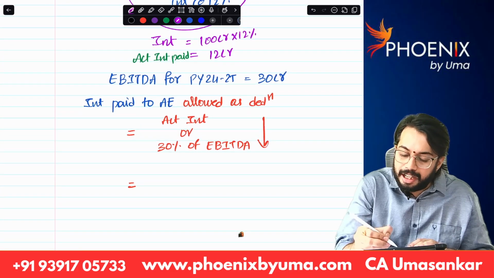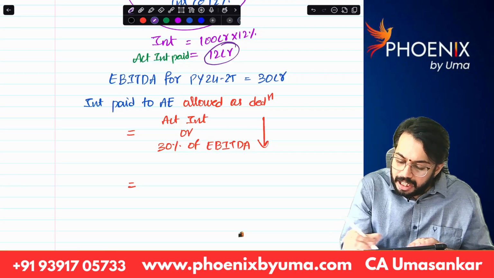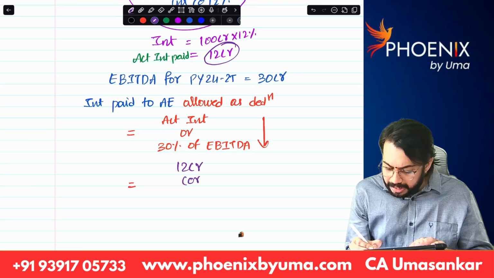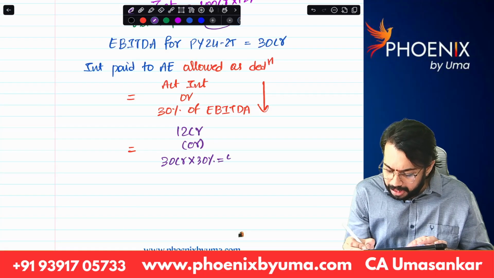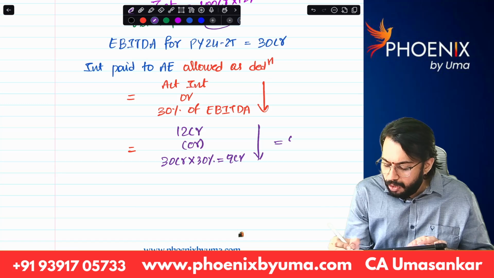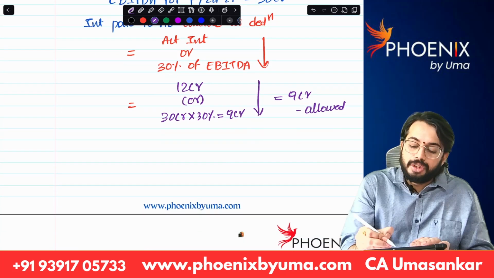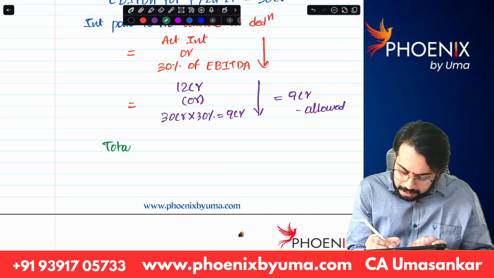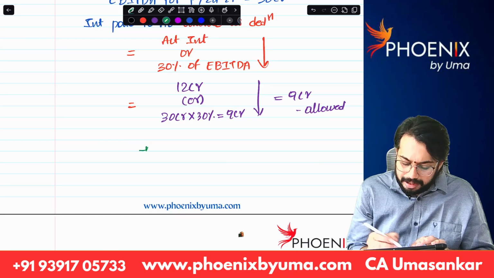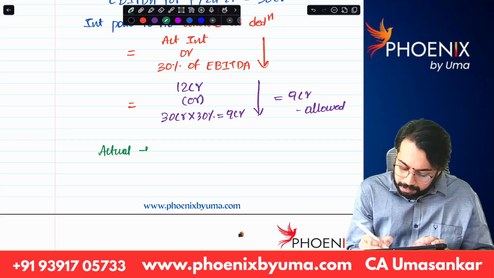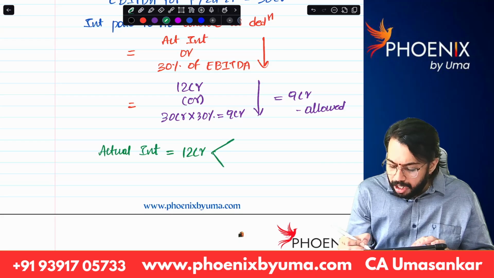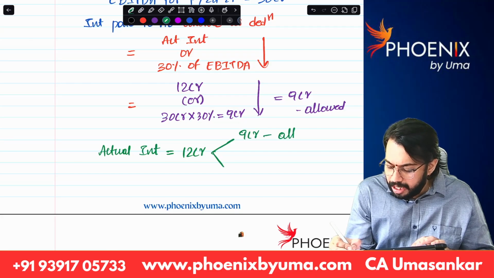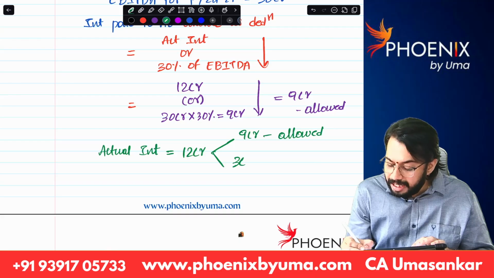How much is actual interest? Actual interest is 12 crores. How much is 30% of EBITDA? 30 crores into 30%, 9 crores, correct? Whichever is lower means only 9 crores is allowed as deduction. Are you able to understand? So, how much is total interest? Actual interest is 12 crores. Out of 12 crores, 9 crores is allowed as deduction. Remaining 3 crores is disallowed.